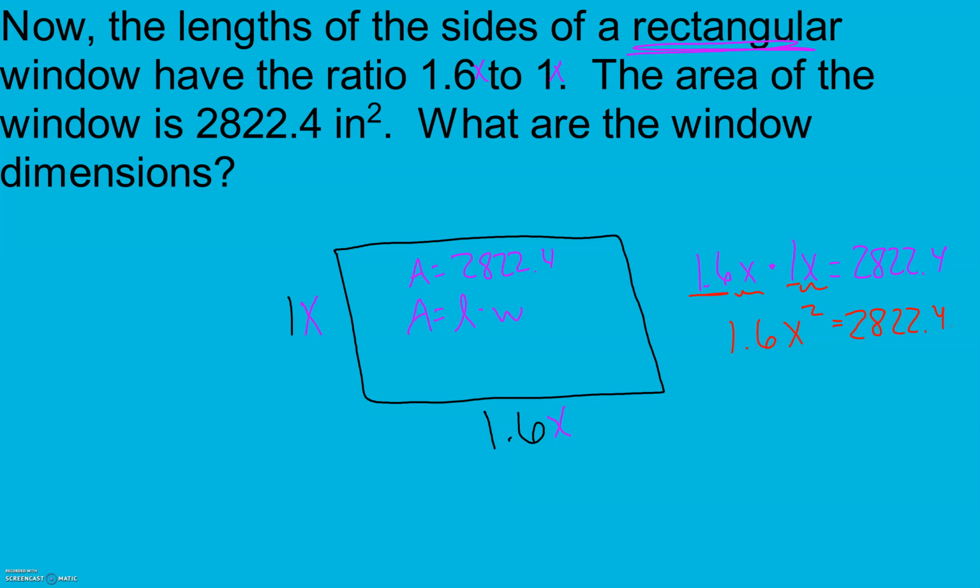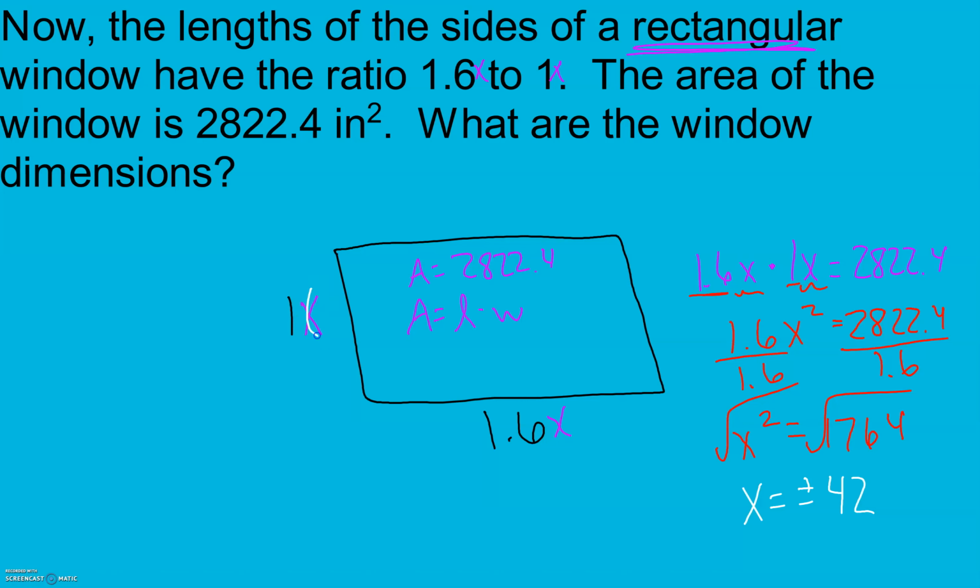Here, we're going to divide both sides to get our x squared by itself. And I get 1764. To get rid of my square, I take the square root of both sides. And this gives me plus or minus 42. Keep in mind, though, when we actually apply this, we can't have negative 42 because we're talking about a distance here, a measurement.